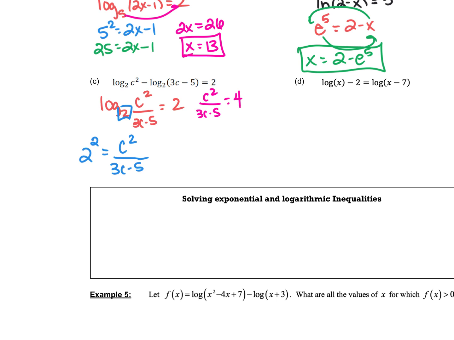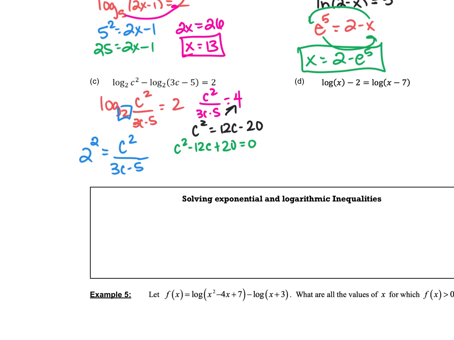Yep, multiply that denominator. So I have c squared is going to equal 12c minus 20. It's quadratic. Yeah, let's pull some things back around. Minus 12c plus 20 equals 0.